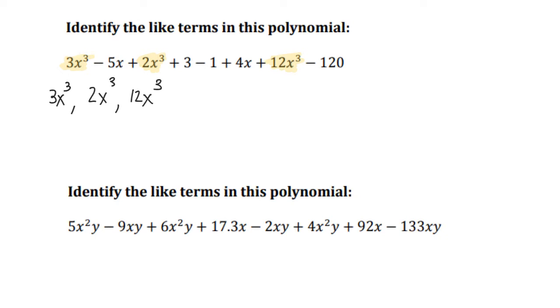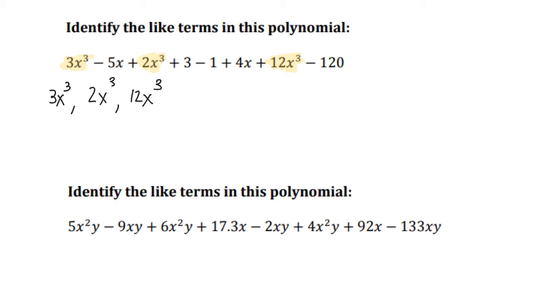As you can see, the number in the front, the coefficient, those don't matter. We've got 3, 2, and 12. Those don't have to be the same. What has to be the same in order for them to be considered like terms is the variable, the x, and the exponent attached to the x. So all three terms have x cubed as a part of the term. Okay, let's go back to the polynomial and see if we can identify anything else.